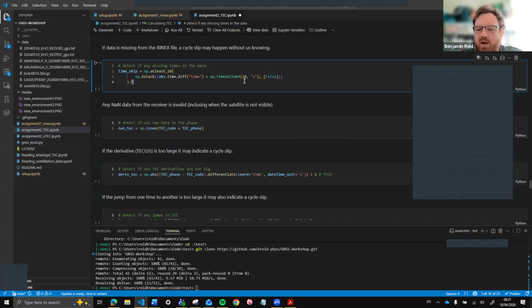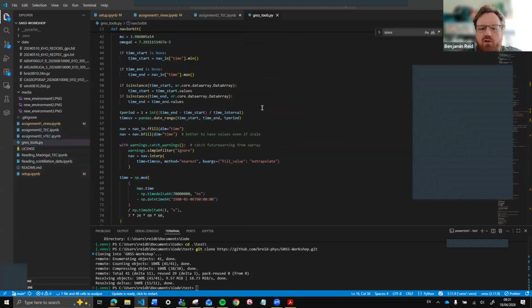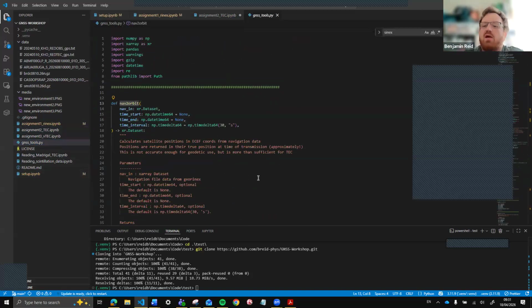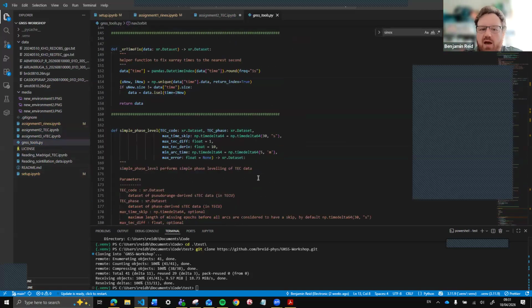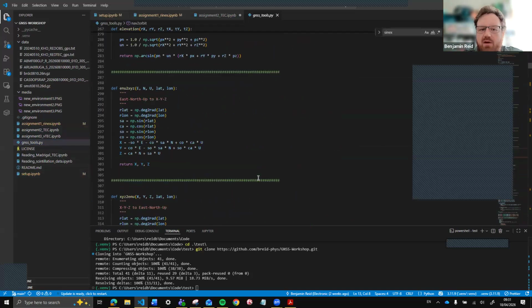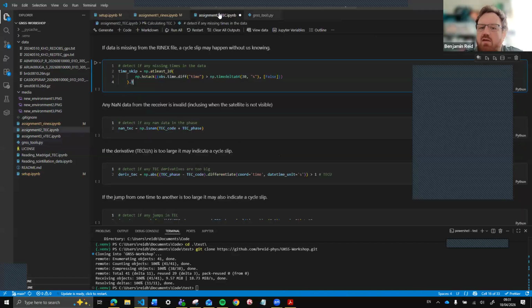We won't worry about this too much. There's a module in here called GNSS tools that has a bunch of little helper functions in it. It has something to read in those navigation files and convert them into orbital positions, which is really nice. It has some basic code for phase leveling, and some code for finding elevation angles, so if you need to do elevation cuts, we can do that too.